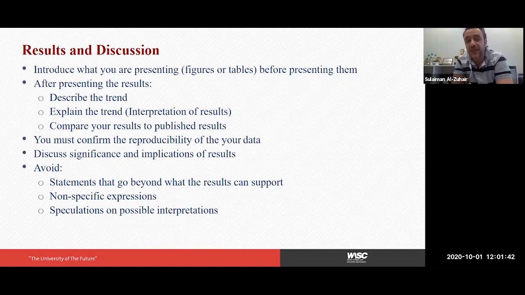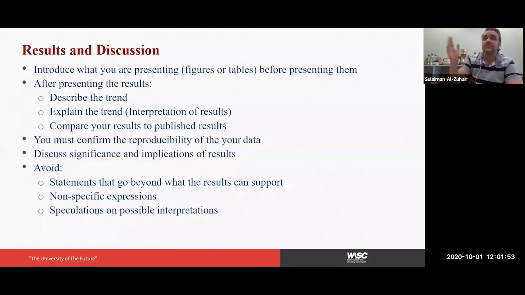However, when you are explaining trends, please avoid speculations, because first of all, you will be asked to verify those speculations. And if you say because some intermediate is formed, the first thing a reviewer will do is to tell you, okay, measure the intermediate and confirm your speculation. Don't speculate. If you know, say what you know.